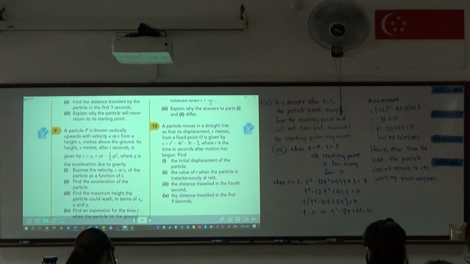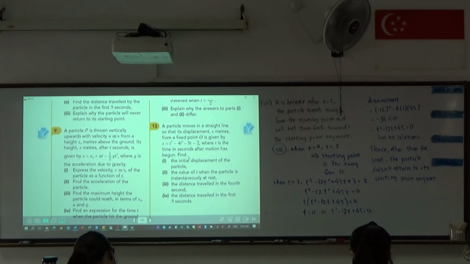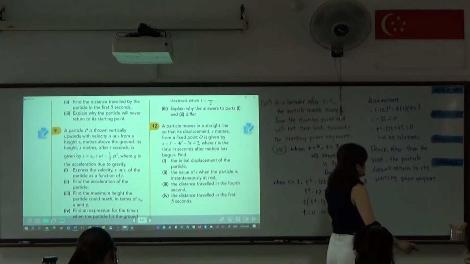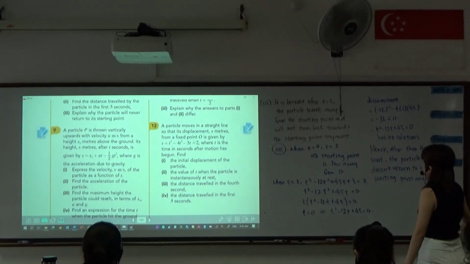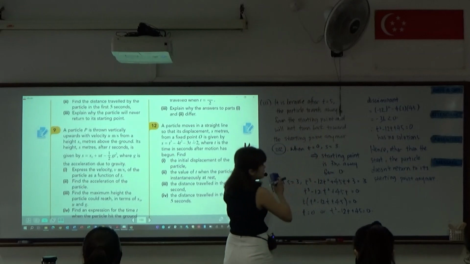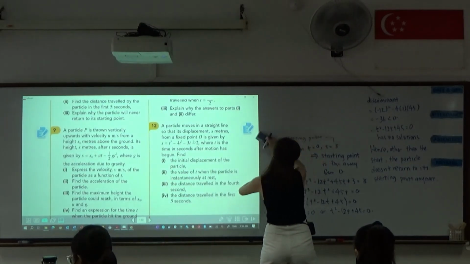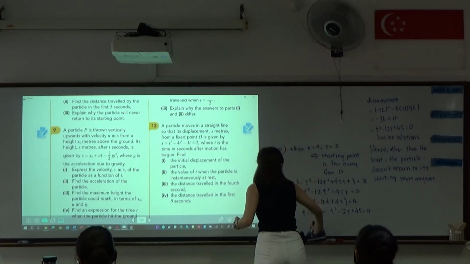For part 4 itself, it is actually the similar concept to what I just went through in question 8, whereby you need to take notice that when t equals to 0, your displacement is negative 2, which means that your diagram should actually look, I erased already, the diagram should look something like this.